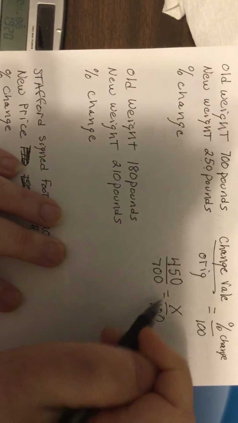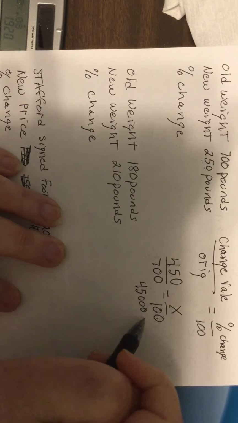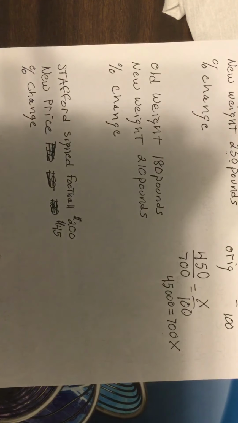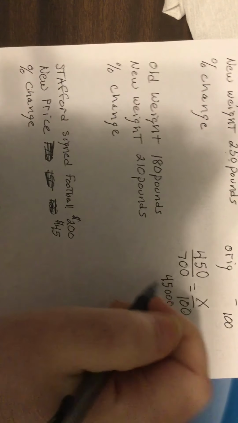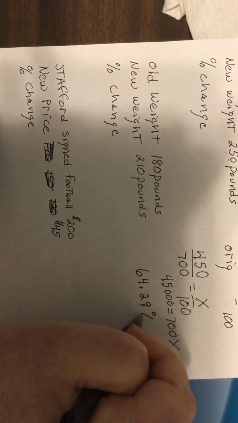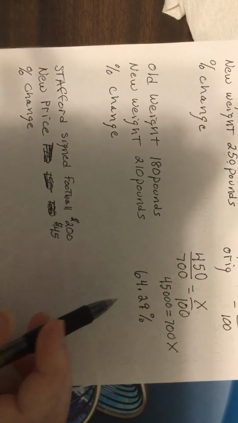So you cross multiply 450 times 100 equals 700x. Again, use a calculator, divide by 700. So you would have 45,000 divided by 700. And I get 64.29%. I always like if you go to hundreds, 2 places past the decimal. So, wow, that's a lot of weight. They lost 64% of their body.